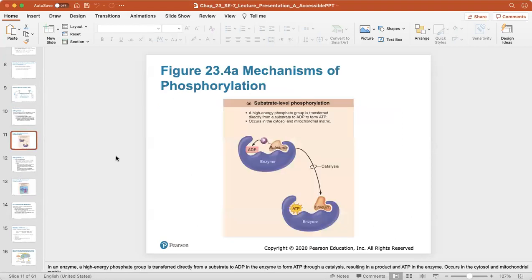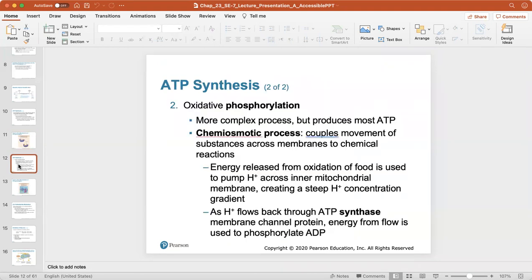So this is a look at the mechanisms of phosphorylation. A high energy phosphate group is transferred directly from a substrate to ADP to form ATP. And this occurs in the cytosol and the mitochondrial matrix. Oxidative phosphorylation then is a more complex process, but produces the most ATP.